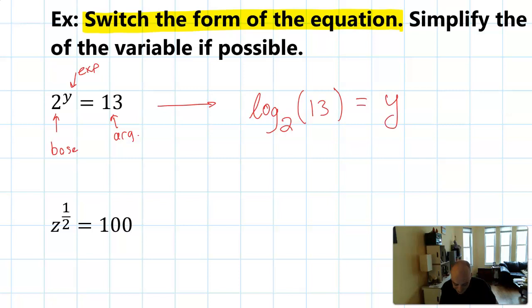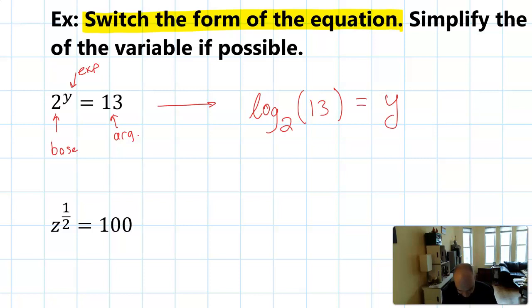So in this case, log base 2 of 13, again, 13 is not a nice power of 2. So this would be the final answer solved for y. Log base 2 of 13 is some irrational number. Don't know what it is exactly. That'd be a good final answer.